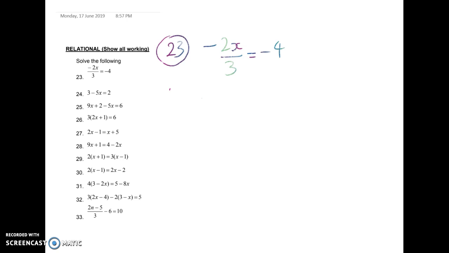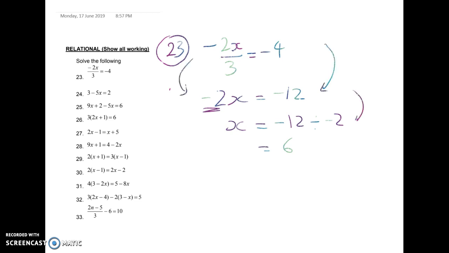I'm going to start by multiplying both sides by 3, and I get negative 2x is equal to negative 12. And now I divide both sides by negative 2, and I get x is equal to negative 12 divided by negative 2, which gives me positive 6. Now, if you want to, as you're going through, you can show what you're doing on each side, but you don't have to do that.